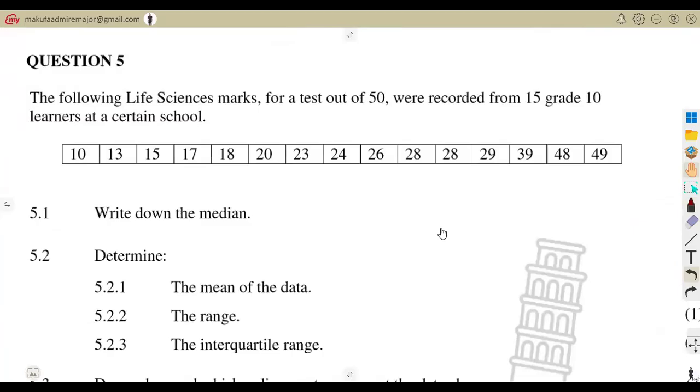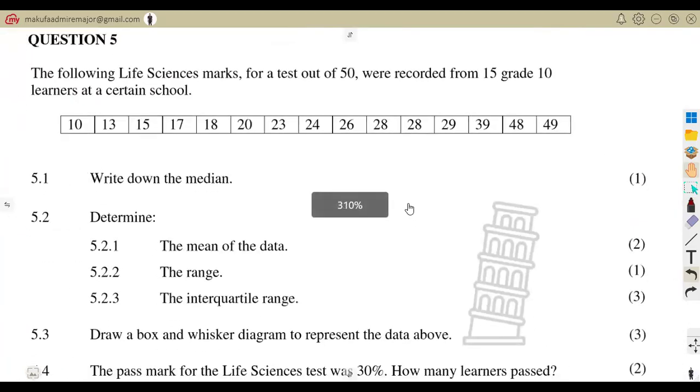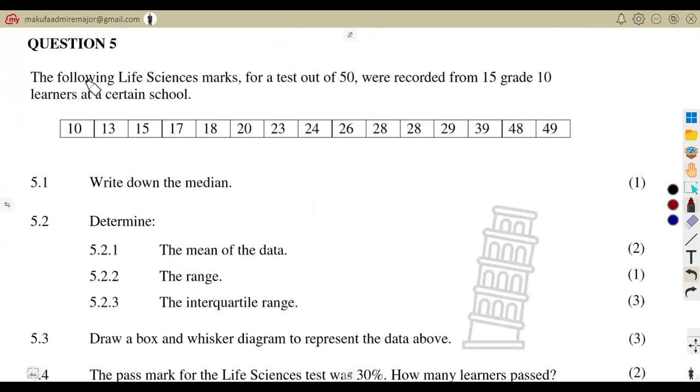Let's check question 5. On question number 5, you were given the following life science marks for a test out of 50. So the test was out of 50. Were recorded from 15 grade 10 learners. There are how many? 15 learners. This is the total number of learners that we are given. There are 15 grade 10 at a certain high school.